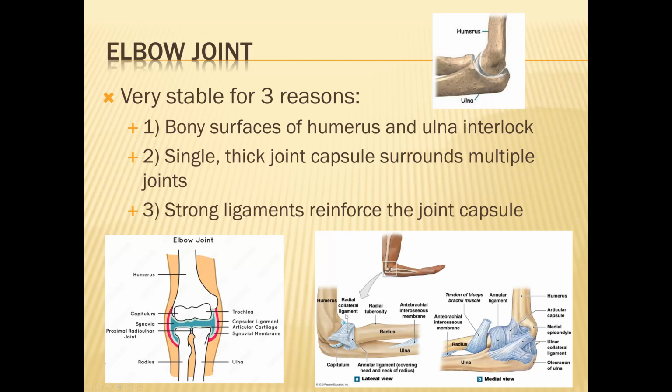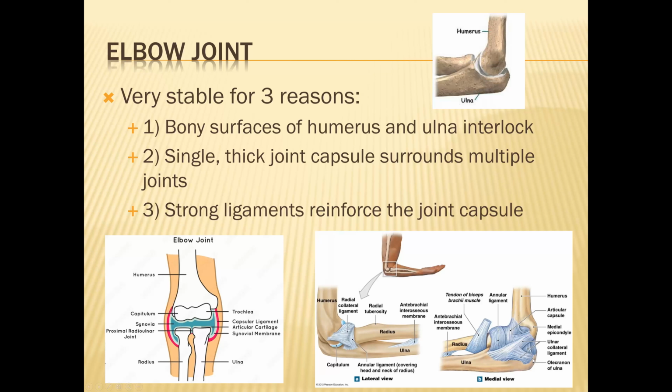And you also have some very strong ligaments that wrap around and reinforce the joint capsule. We're not going to go over the names of all of the different ligaments, but as you can see from this image from your textbook, there are quite a few ligaments wrapping around the bones at the elbow.